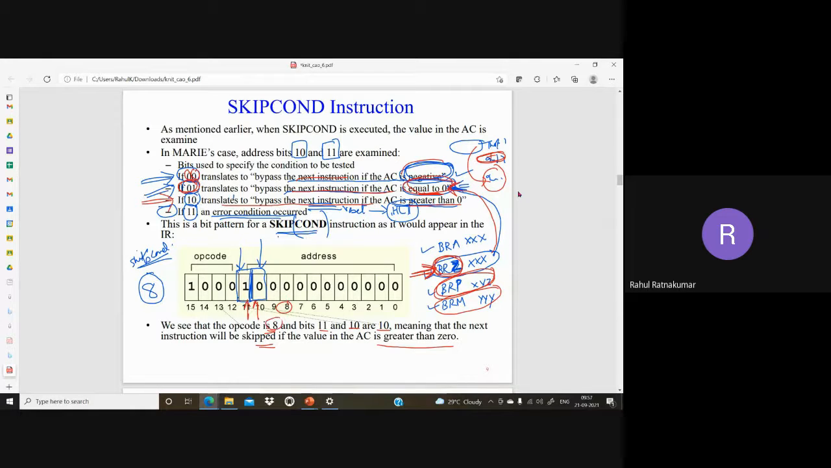Yes, the opcode is 8, so skip instruction. Done. Now we'll check bits 11 and 10. They are 1 and 0. That means we go to this condition: bypass the next instruction if the accumulator is greater than 0. So it is just a matter of 1s and 0s.